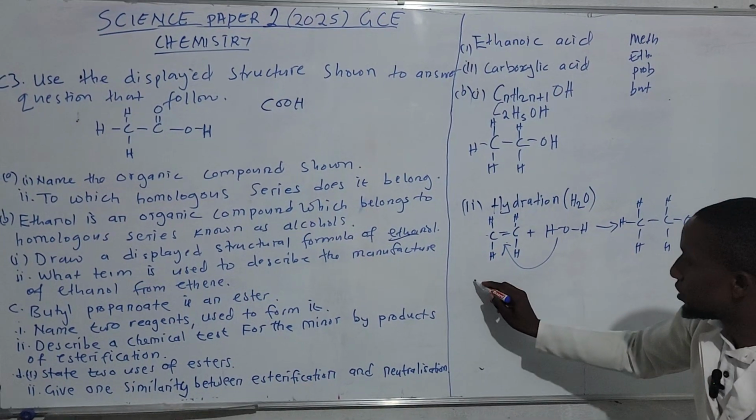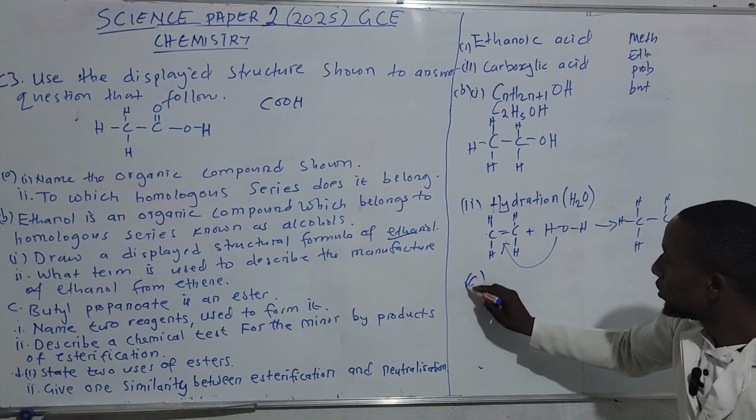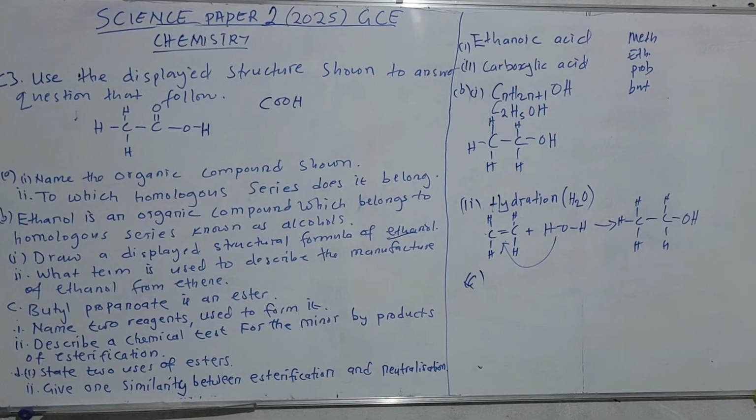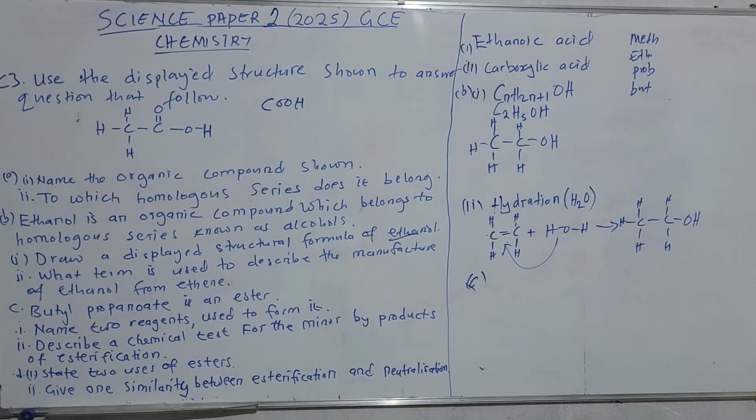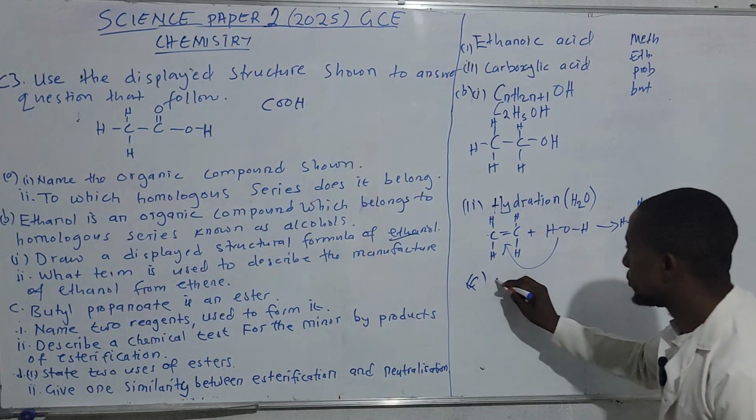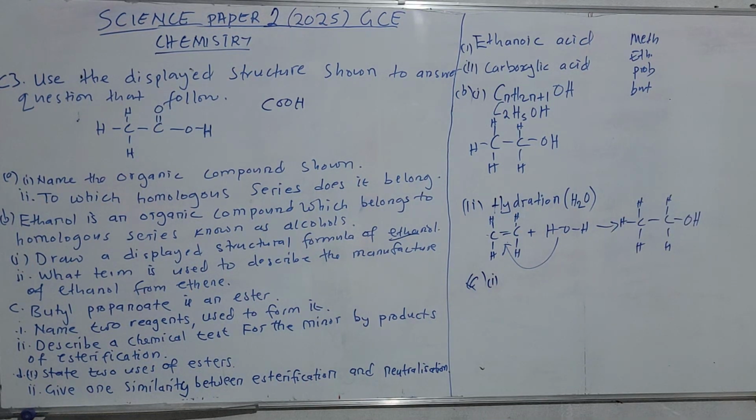Okay, so we go to C. Butyl propanoate is an ester. Name two reagents used to form it. So how are esters formed? An ester is formed when an alcohol reacts with a carboxylic acid. Then an ester will be formed and water will be formed.